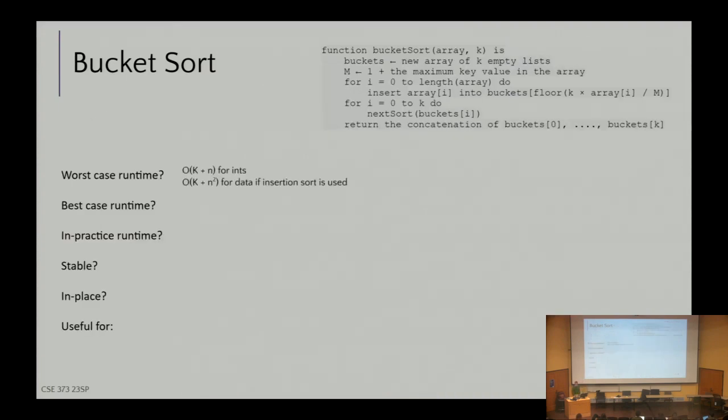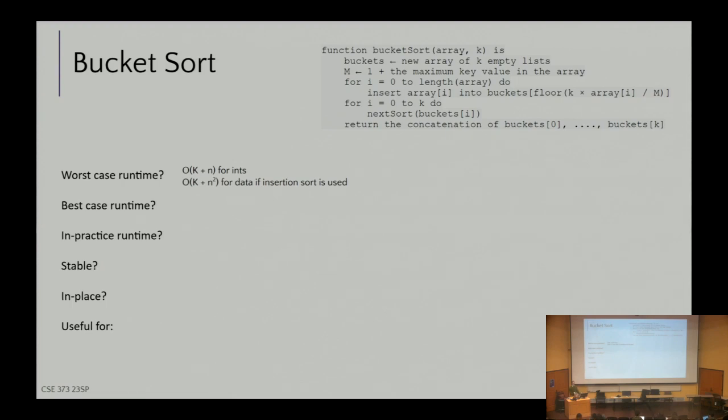So there's two types of bucket sorts we've talked about here. There's the one for ints that leverages the fact that array indices are themselves ints, and it actually has a worst case runtime of O of K plus N.